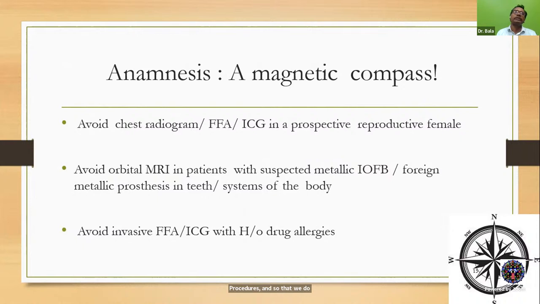Similarly, when you suspect a metallic foreign body, you know that the magnetic spin can interfere with the movement of the foreign bodies, or if there is a metallic prosthesis in the teeth or anywhere in the system, we need to be very, very careful when we order an urgent imaging. Sometimes when there are drug allergies, the patient has already gone to another institute where the patient developed anaphylaxis following fluorescein angiogram. If that history is overlooked and the patient or the patient's attender does not divulge it, sometimes we may end up in trouble. So be very, very careful in asking all these fine nuances, especially in patients who come for a second opinion from other institutes.